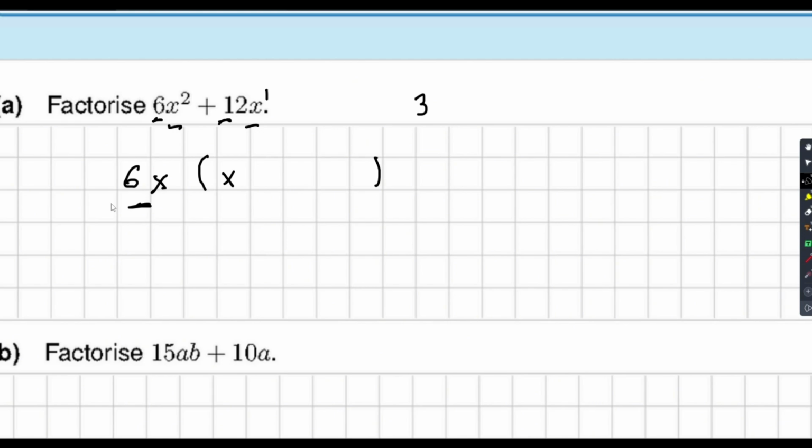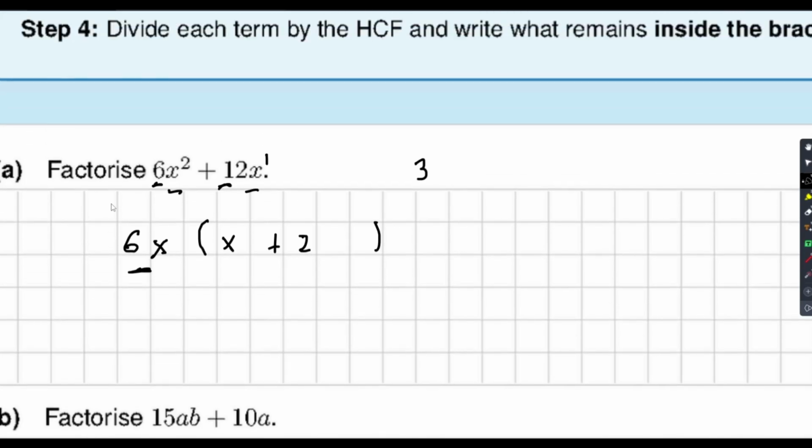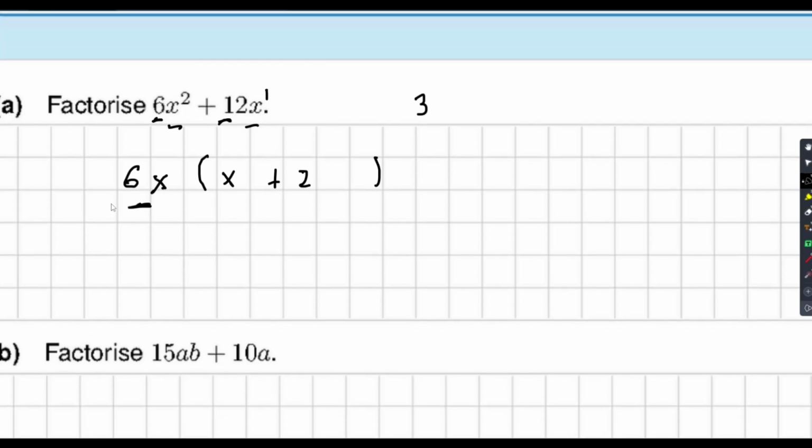Then we do it for the other thing. So we have a plus 12x. 6x, so this thing that we've taken out, what do we have to multiply that by to get 12x? And we always start with the number. Well, we have to get from 6 to 12, so we're going to be multiplying by 2 anyways. We already have the x, so we don't need to attach on another x. So that's our final answer, 6x times x plus 2.